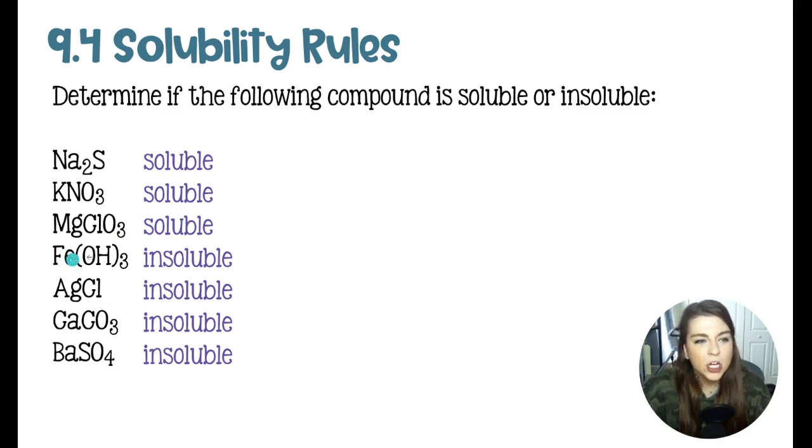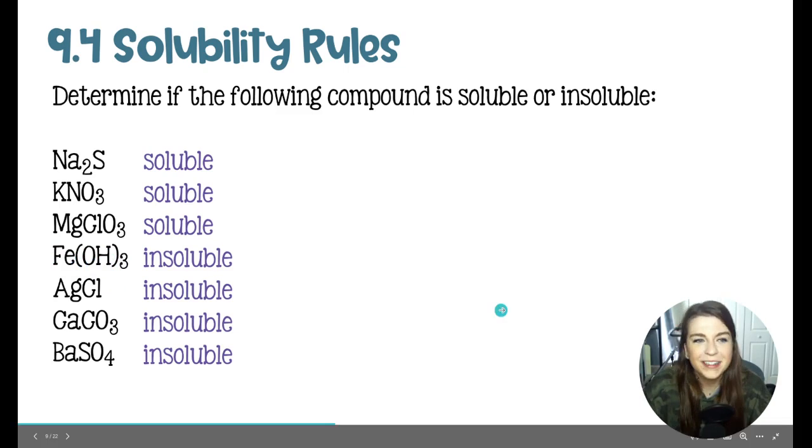Then we have iron 3 hydroxide. Like I said earlier, hydroxide is one of those ions that typically doesn't like to dissolve. It kind of depends on who it's bonded to. The iron says, I'm not interested in dissolving, which really means that this is a decently strong bond. They don't want to break apart just because water's around. So in that case, the result is an insoluble compound.